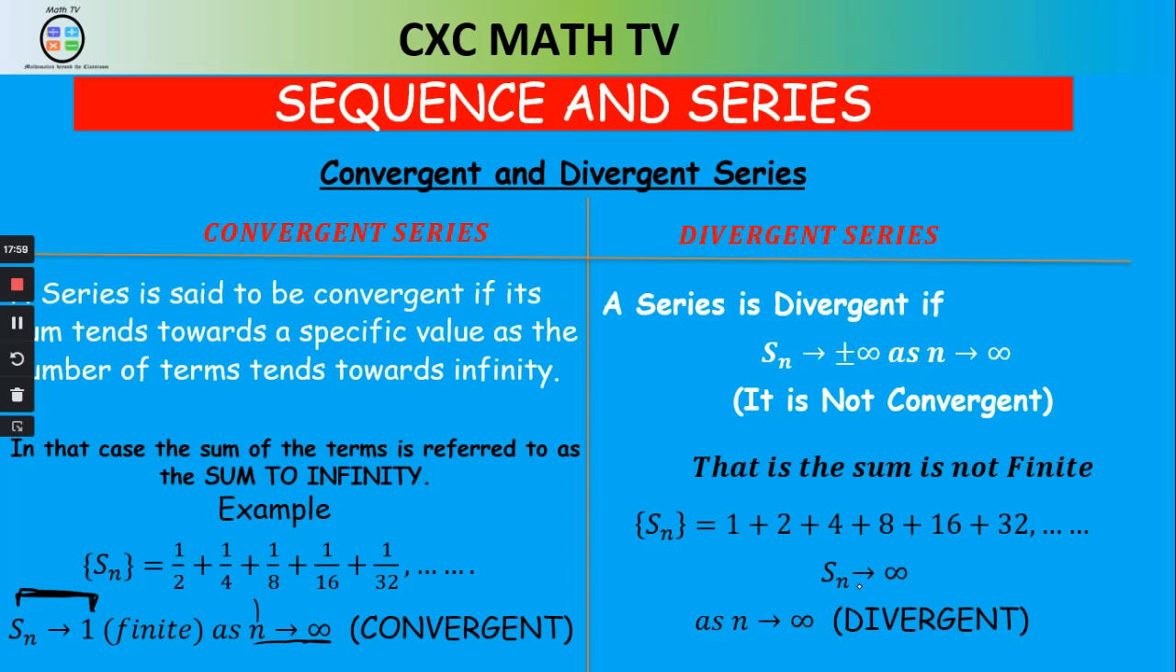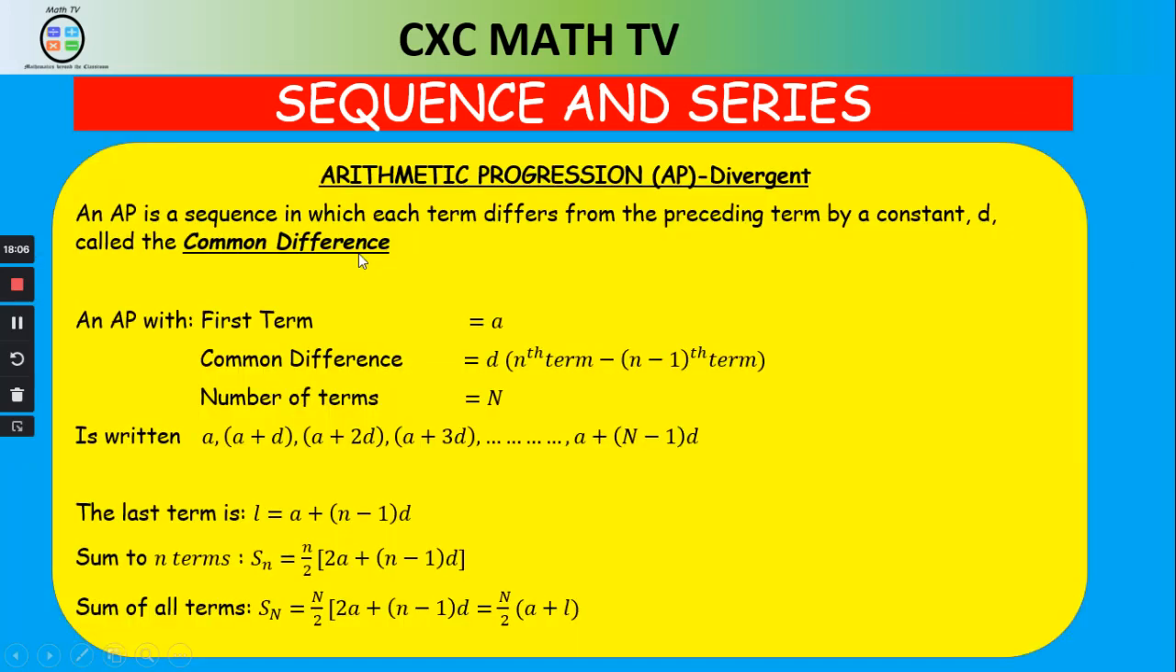So it's going to infinity. In this case, it's divergent. So always remember, convergent just means it's going to a specific value. So now we have to talk about arithmetic progression.